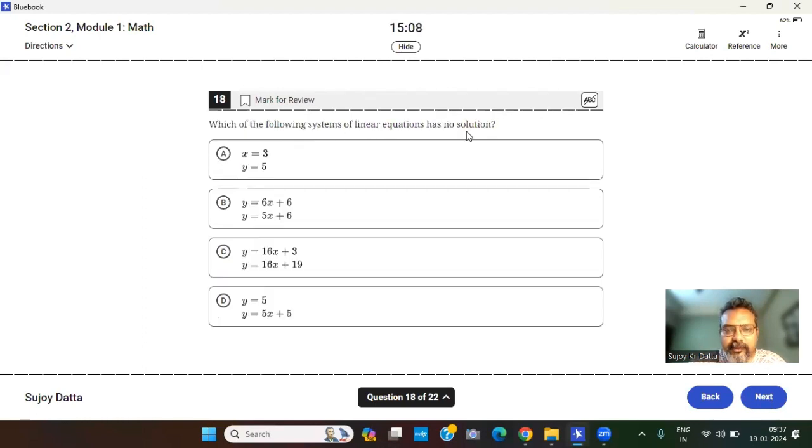Which of the following has no solution? To have no solution, the equations should represent parallel lines. Okay. So x equal to 3 and y equal to 5. X equal to 3, y equal to 5 are perpendicular lines. They will have a solution.